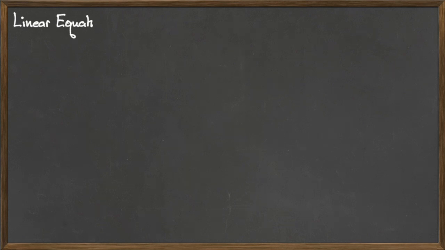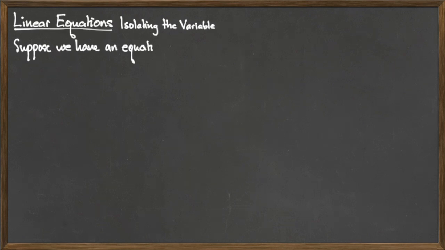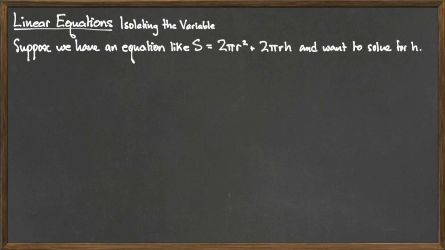For our last example, let's look at an equation that has several variables that aren't all linear. We're going to look at the equation s equals 2 pi r squared plus 2 pi r h, and we're going to solve for h. Even though I have an r squared and a pi, I can still solve for h because h itself is a linear variable. It just means that my solution is going to have h expressed in terms of other variables.